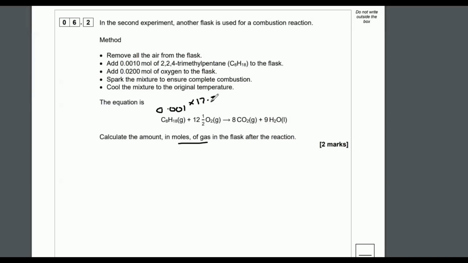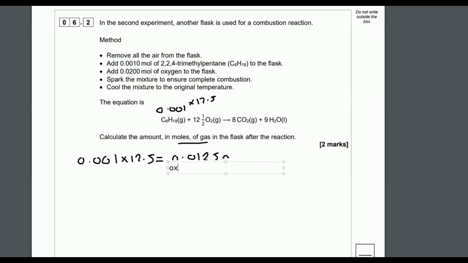Right, I know I got 0.001 moles of C8H18. What I need to do is work out how much oxygen has been used up and what my excess oxygen left over is. We're going to have none of that C8H18. It's completely combusted, right? They've told us that in the question. So we're going to have none of the 0.001 left. But I want to know how much more oxygen is going to be left over. So I'm going to do 0.001 times 12.5, and that gives me 0.0125 moles of oxygen used.